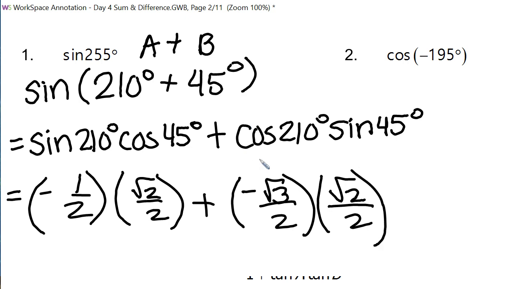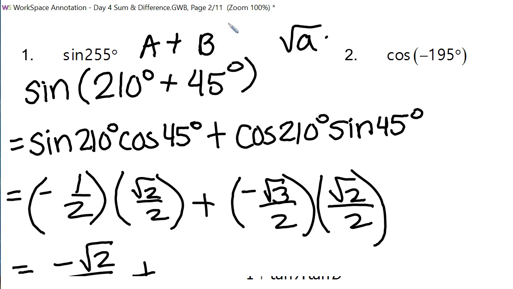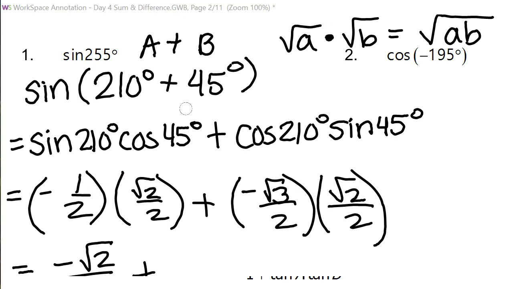Now we need to simplify, so we need to multiply those two fractions. So for this first one, this would be negative square root of 2 over 4 plus, now over here we have two radicals that we need to multiply, and you need to remember from Algebra 1, when you're multiplying two radicals, if I have square root of A times square root of B, you multiply the radicand. So A times B gives me square root of AB. So multiply the inside. So this is going to be negative, so instead of the plus sign, I'm going to change this to a minus. And square root of 3 times square root of 2 would be square root of 6. 3 times 2 is 6. And in the denominator, 2 times 2 is 4.